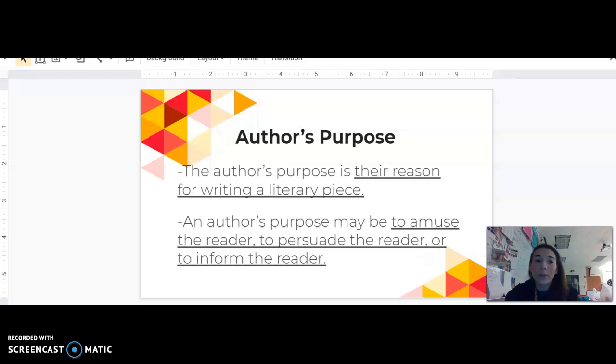So, author's purpose is very important in poetry. All poems, for the most part, are trying to assert some form of message. However, that message may cross lines between to persuade and to entertain, or to inform and to entertain.